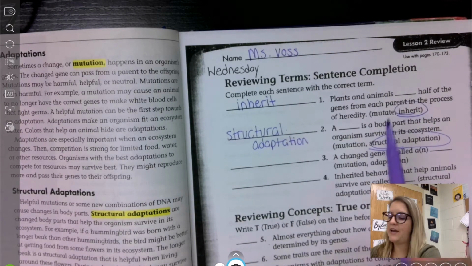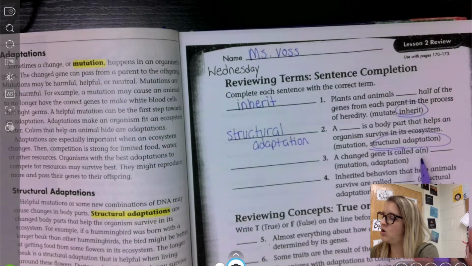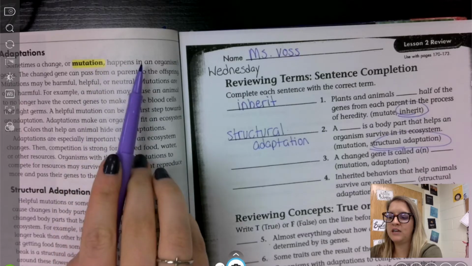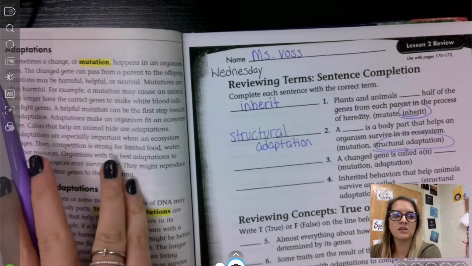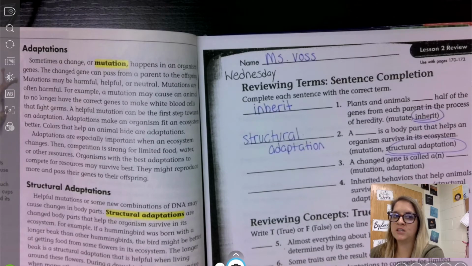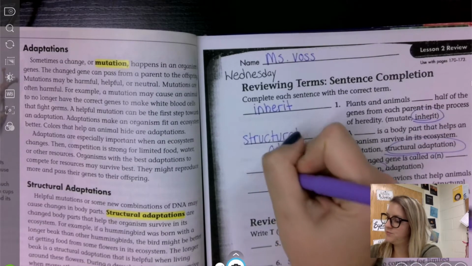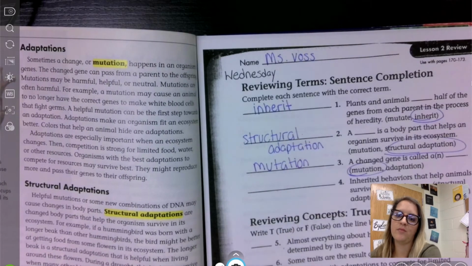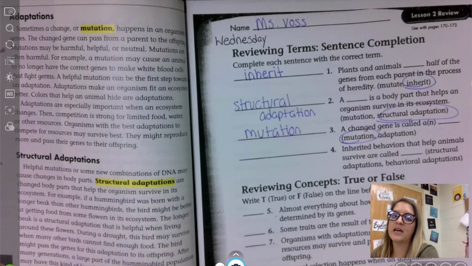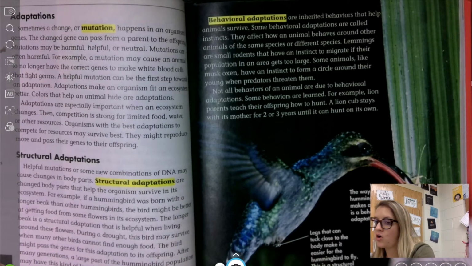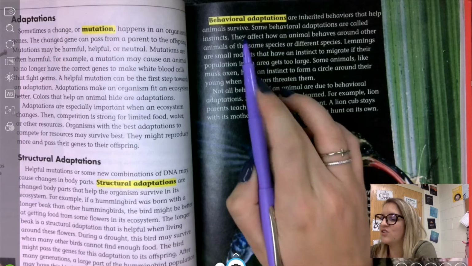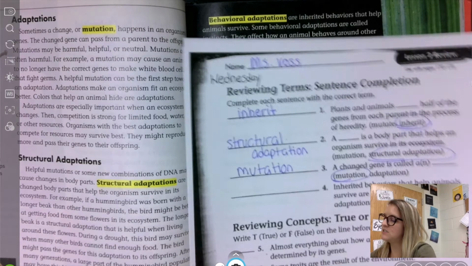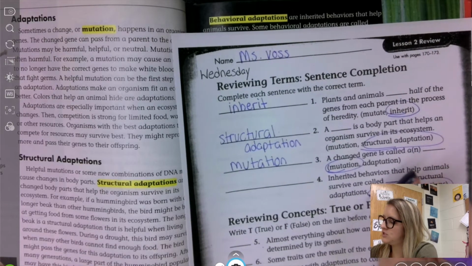All right, a changed gene is called a blank. Sometimes a change or mutation happens in an organism's gene. So I know a changed gene is called a mutation. Inherited behaviors that help animals survive are called behavioral adaptations. Are inherited behaviors that help animals survive. So I know that is behavioral adaptations.